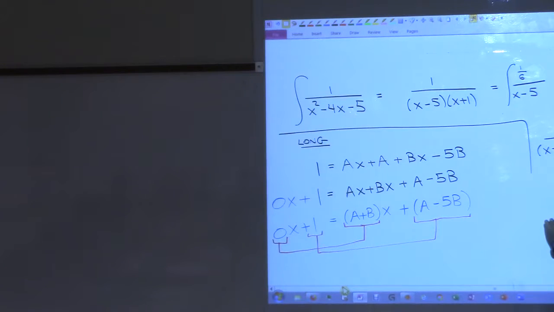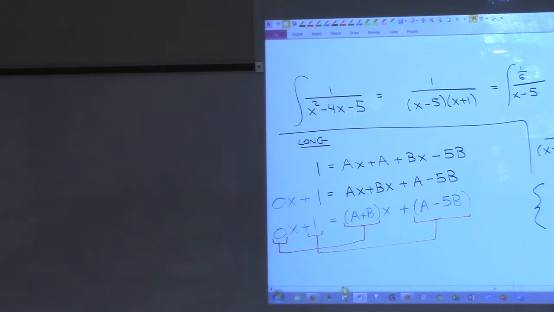And the other one is that a minus 5b must be 1. And there's your system of equations. And how do you solve that? Well, either substitution or elimination. You have 2 options on this.